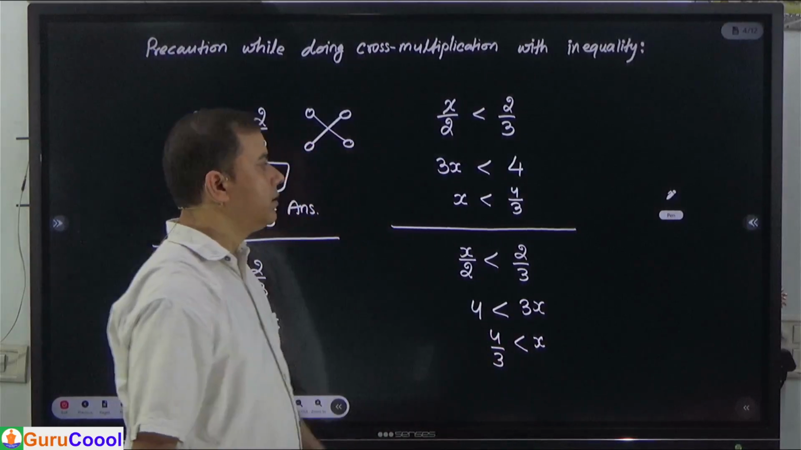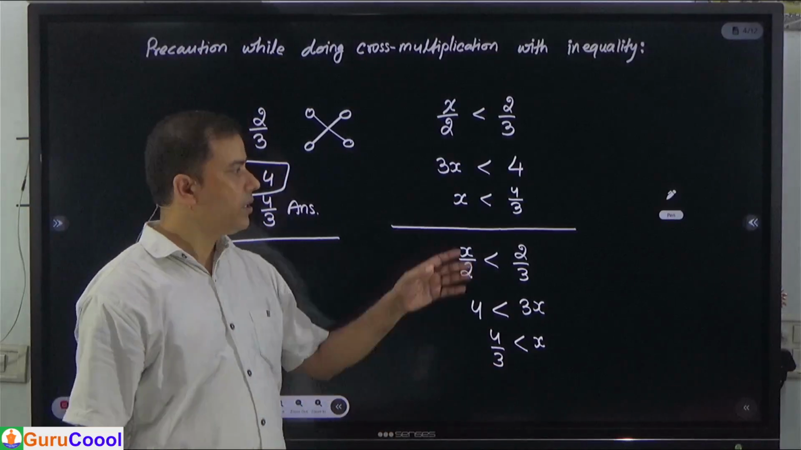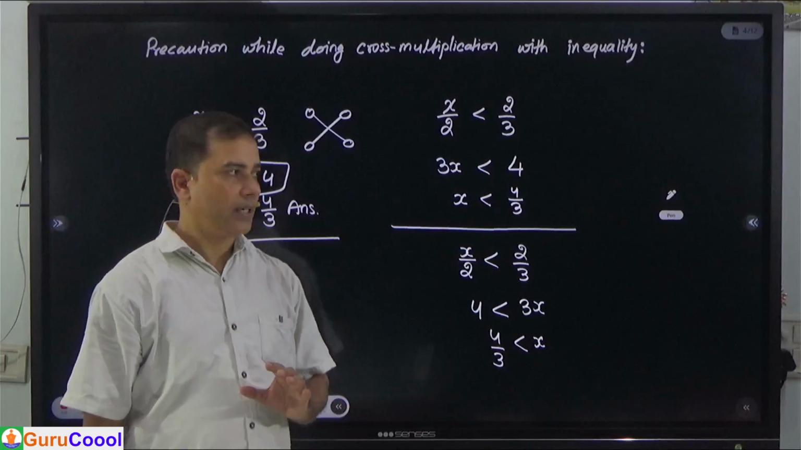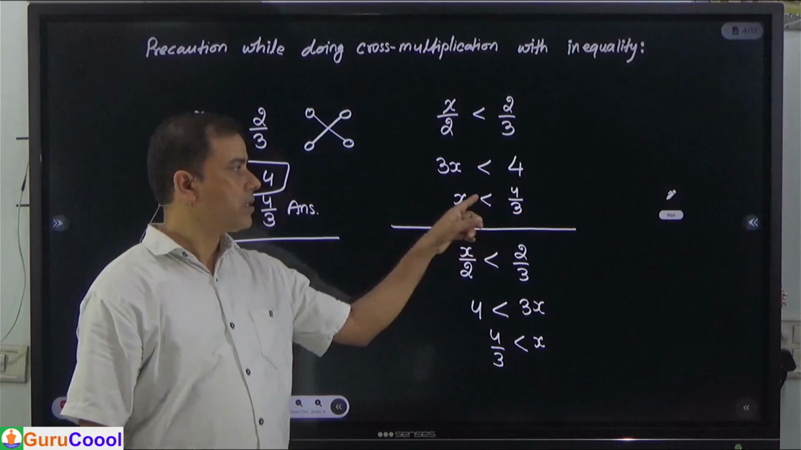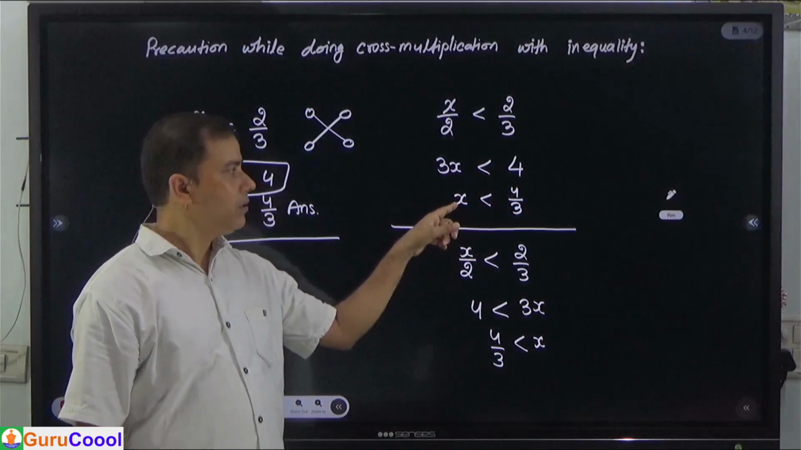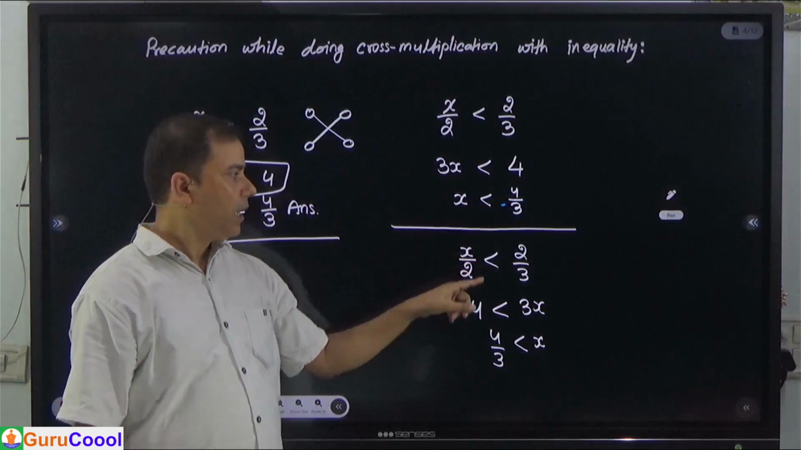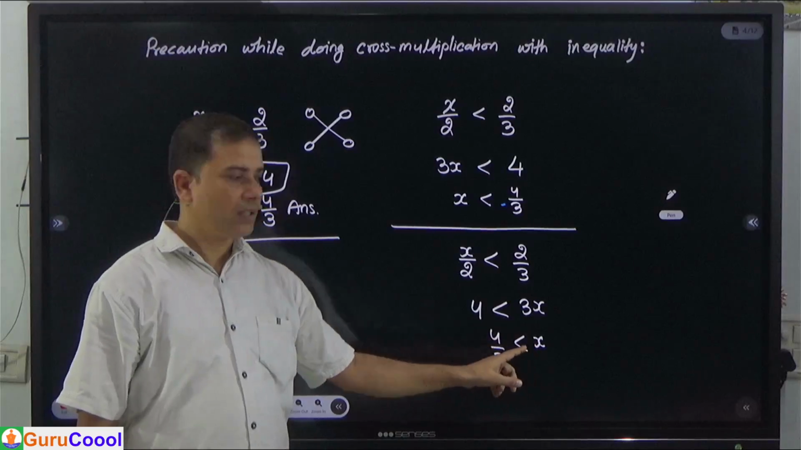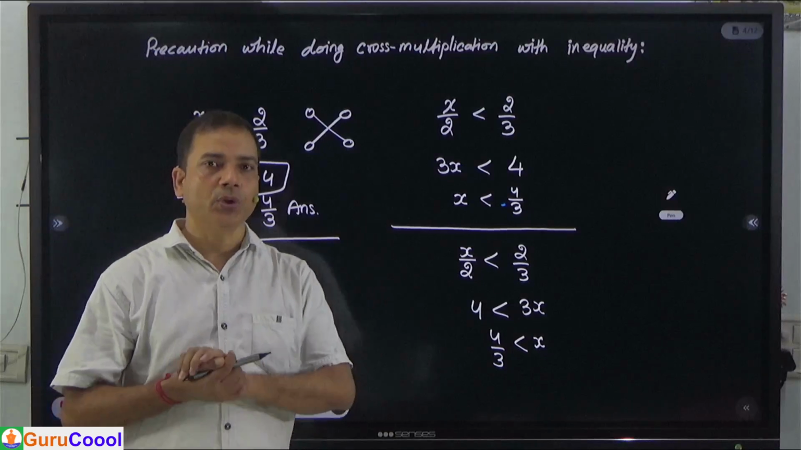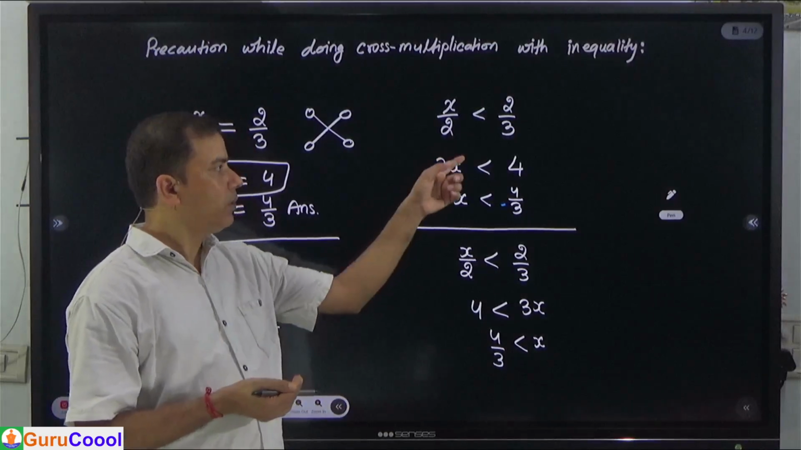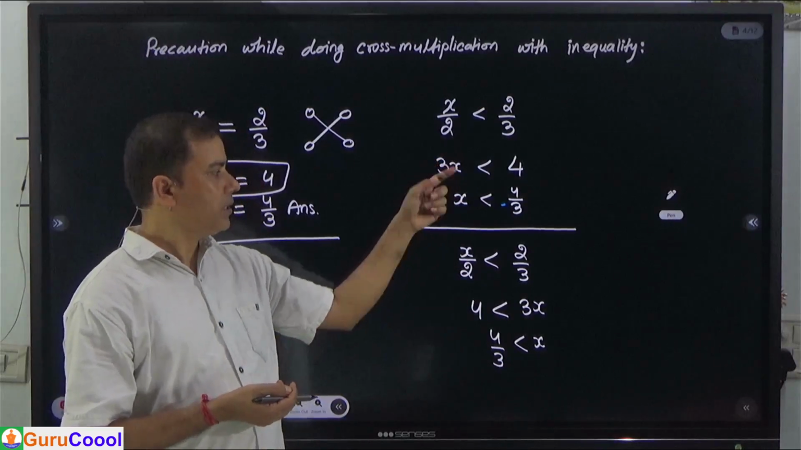Notice that the results we are getting in both are not same. Here it is x lesser than 4 by 3, means the solution number x must be lesser than 4 by 3, and here the solution number x should be greater than 4 by 3. Means we don't have both choices. Now we need to think which one is correct. Which one we should go with, the first or the second?